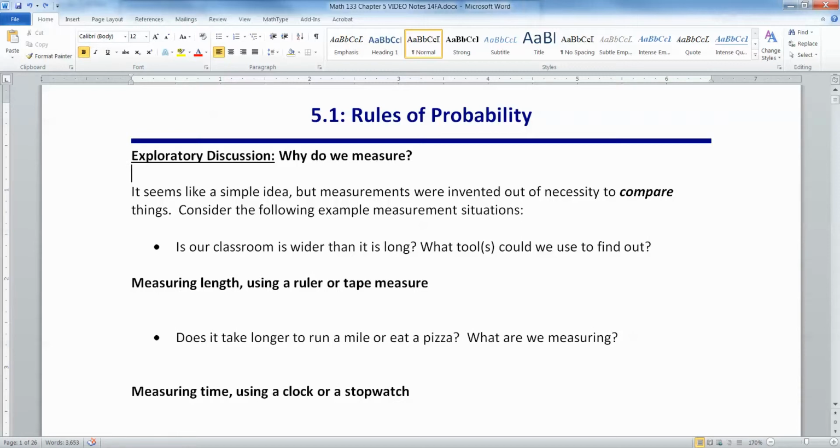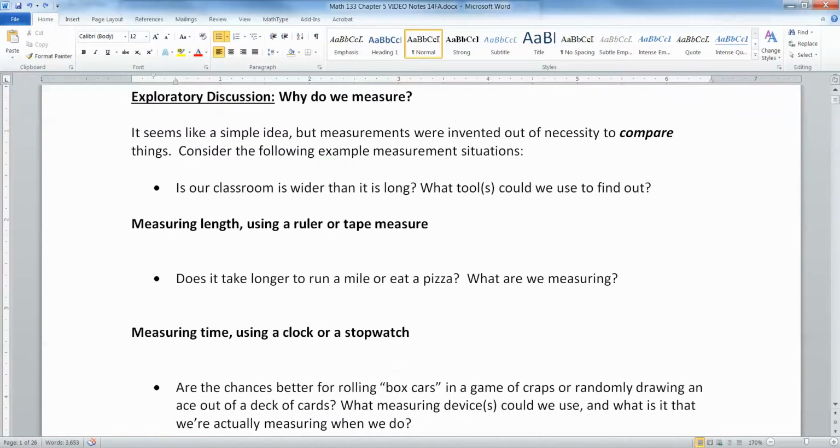Does it take you longer to run a mile or eat a pizza? Well, if that's the case, you're measuring time, and you'd use a clock or a stopwatch, and you'd measure yourself. Hopefully not eating too many pizzas in order to measure that, but you'd be measuring it nevertheless. But it's a time thing you're measuring.